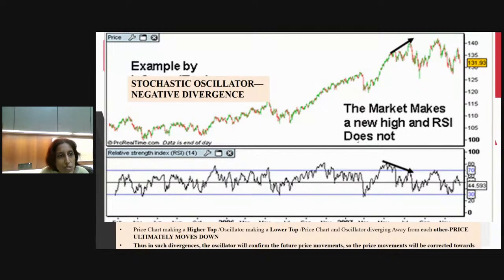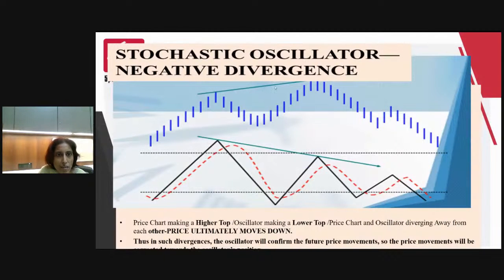So whenever you witness such a situation wherein the price chart is making a higher top, whereas the oscillator is making a lower top, that is indicative of the price ultimately coming down. The moment you witness this, it's the right time to take a short position and come out of the market, because very soon a trend reversal will be seen and the prices are going to come down. So this is again negative divergence, which is what I was referring to.